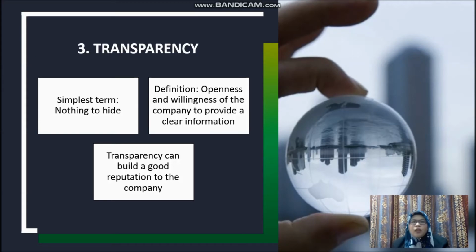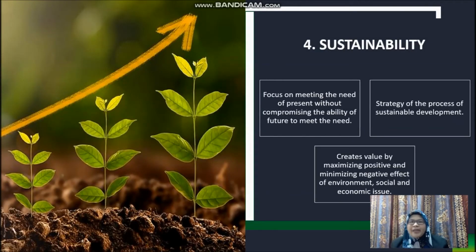Okay, so the fourth is sustainability. Sustainability is focusing on meeting the needs of the present without compromising the ability of the future to meet their needs. Sustainability is also a strategy of the process of sustainable development. It can also be perceived as a way a firm creates value for its shareholders by maximizing positive and minimizing negative effects of environmental, social, and economic issues. So, to integrate the concept of sustainability, companies should develop a good strategy that will lead to the creation of environmental, social, and economic value to increase the performance of the company.